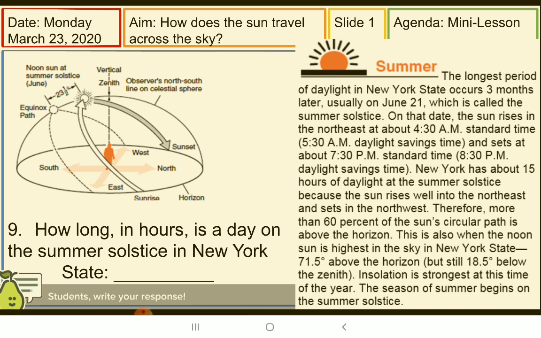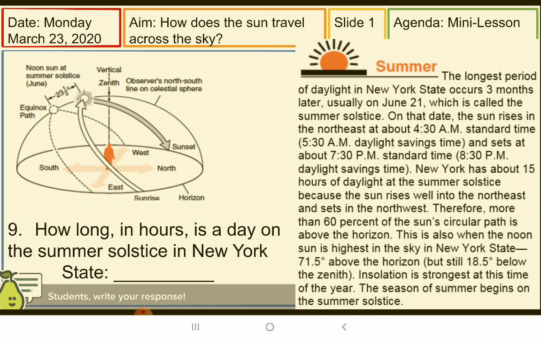So summer is the longest period of daylight in New York State, and it occurs 3 months after March 21st. So it happens on June 21st, and that is our summer solstice. On that date, the sun actually rises in the northeast, at about 4:30 a.m. Standard Time. But because the United States has daylight savings time, it is actually at 5:30 a.m.